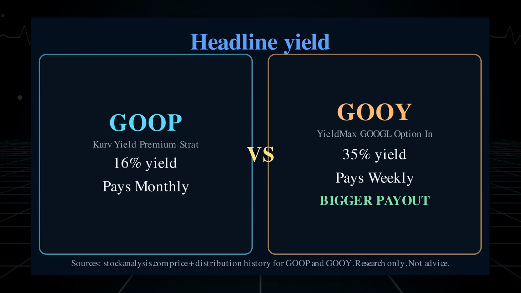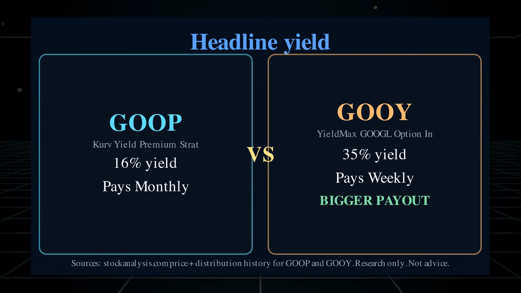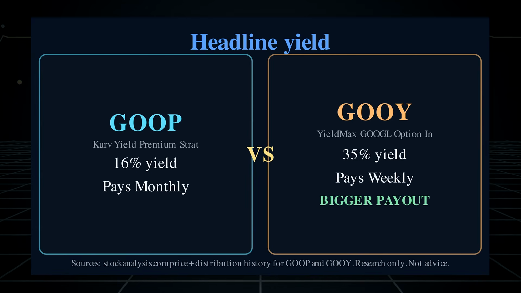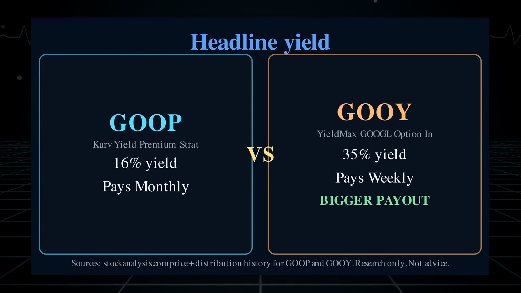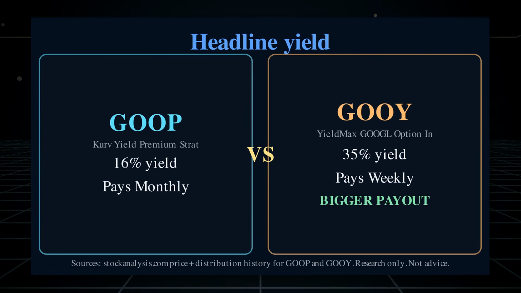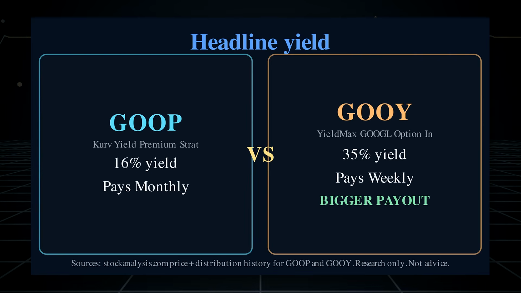For GOOY, the weekly rhythm can make the strategy feel productive even when the capital base is under pressure. GOOP's monthly rhythm creates fewer moments of reinforcement, but each payment must pass the same test. What happened to the value left behind? The payout trend itself belongs in the risk examination, so we will not diagnose it here.